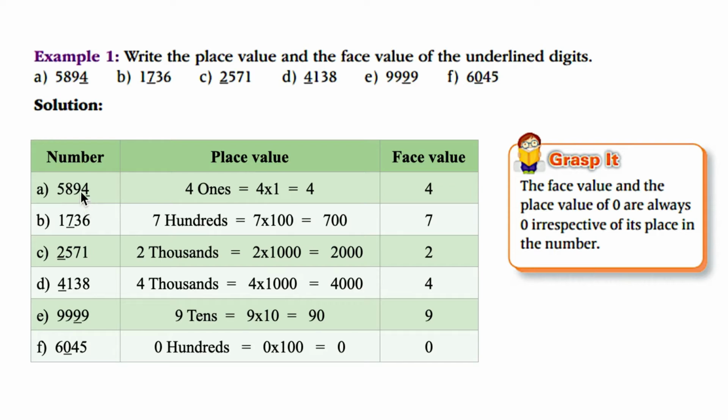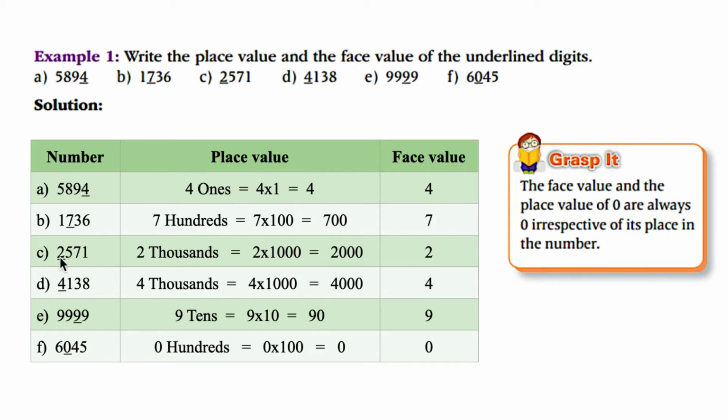So in the first one, digit 4 is underlined and 4 is at ones place. So how many ones we have? 4 ones. 4 ones means 4 times 1, which is equal to 4. So the place value of digit 4 over here is 4, and face value is the digit itself, that is 4. Then in the next one, we have digit 7 at hundreds place, ones, tens and hundreds. So we have 7 hundreds, 7 times 100, 7 multiplied by 100. So we have the place value of digit 7 as 700, and the face value of the digit 7 will be the digit itself, that is 7.